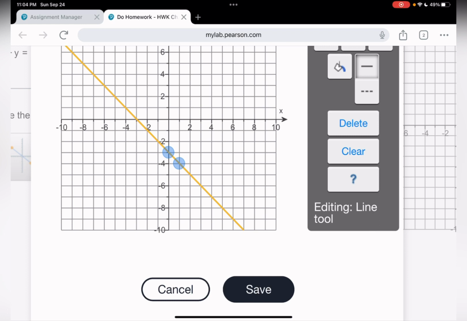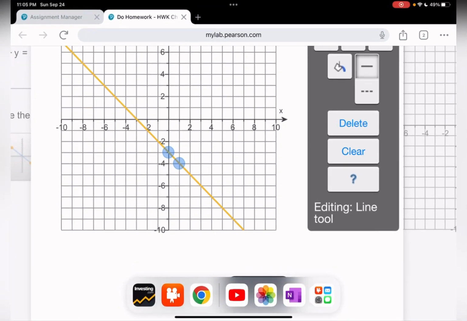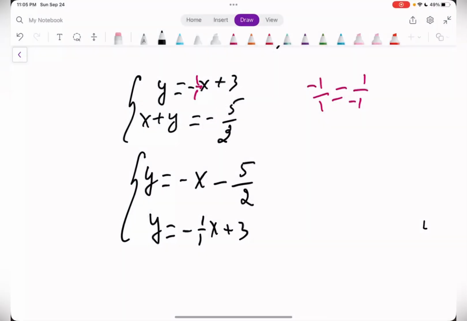And they are not crossing each other. I don't like it. Let me check. They are going parallel. It's too early to have it parallel. We have to solve a couple of problems before it gives the case of parallel. Let's check it. So y is equal negative x plus 3 and y is equal negative x minus 5 over 2.